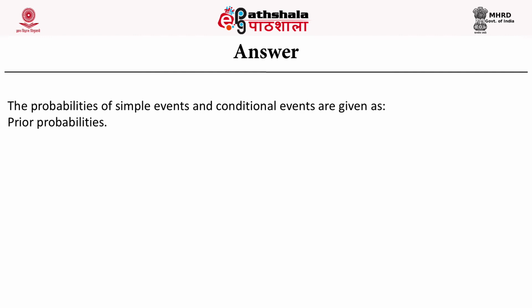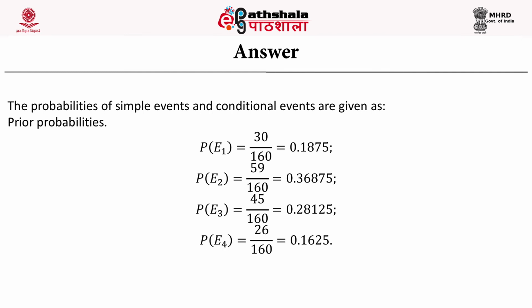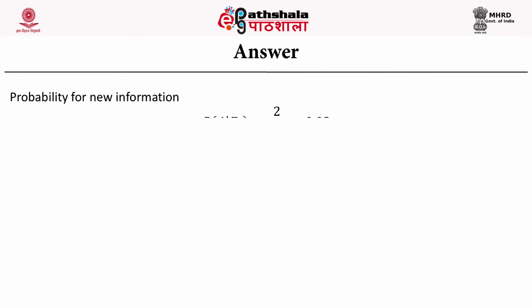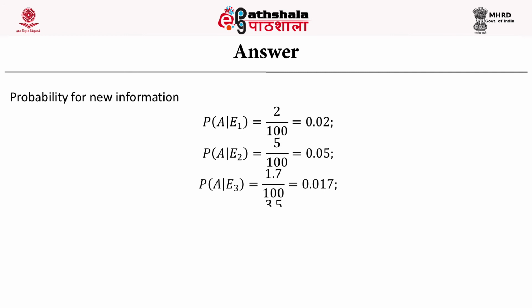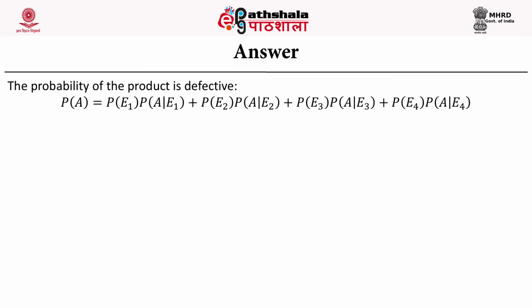So probabilities of simple events and conditional events are given as follows. We have prior events E1, E2, E3, E4, and probability of E1 is 0.1875, probability of E2 is 0.36875, probability of E3 is 0.28125, and probability of E4 is 0.1625. The probabilities for new information are: probability of A given E1 is 0.02, probability of A given E2 is 0.05, probability of A given E3 is 0.017, and probability of A given E4 is 0.035.